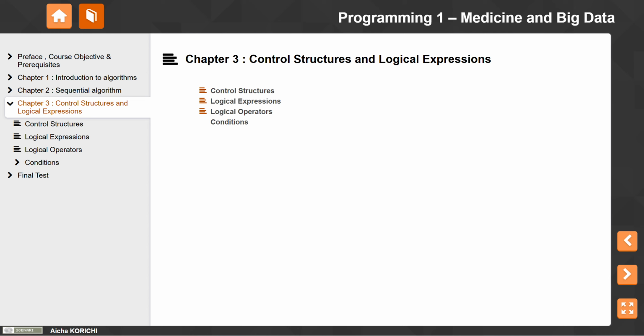Understanding these fundamentals is key to writing effective programs, especially in a field like medicine and big data, where precision and logic are everything. In the next chapter, we will introduce control structures and learn how to make your program smarter with conditions and decision making.